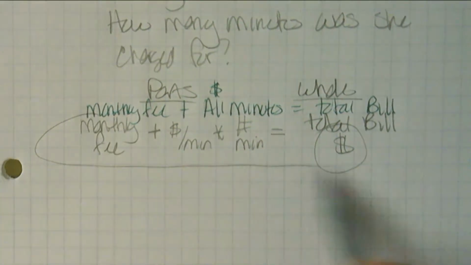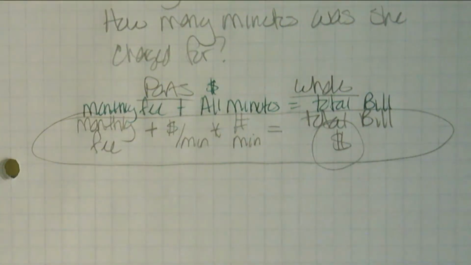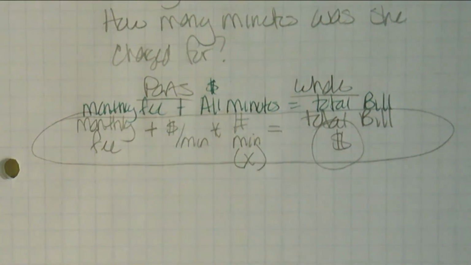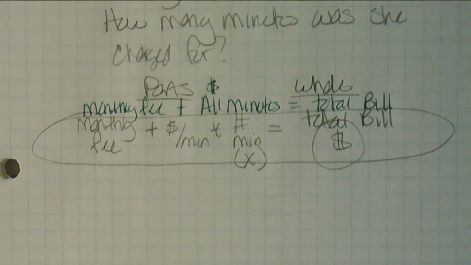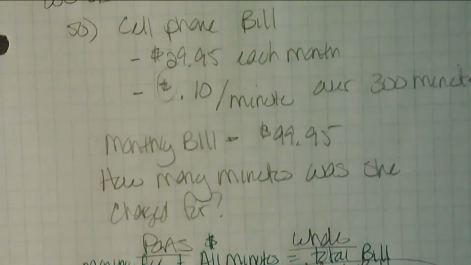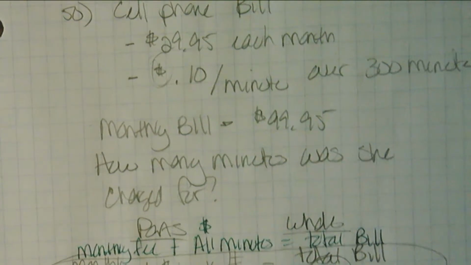Remember, you always find those rates. We know our rates are part of our parts, where I don't know my number of minutes. So, somebody write my equation for me now. Even if you didn't get it right, go back and look at what the numbers are. Write my equation for me.